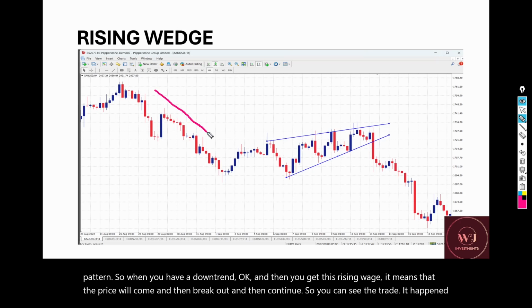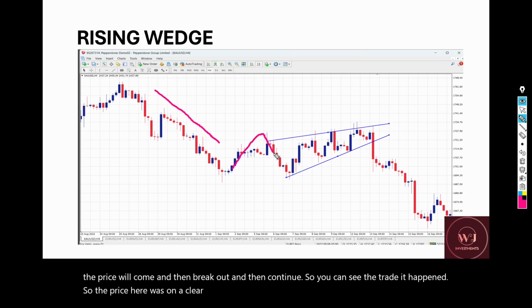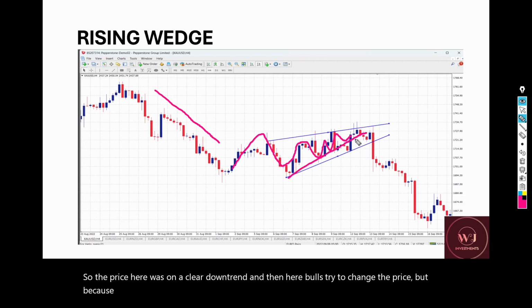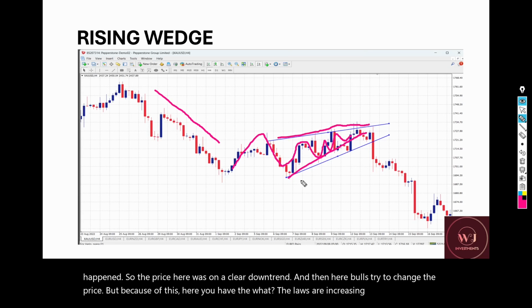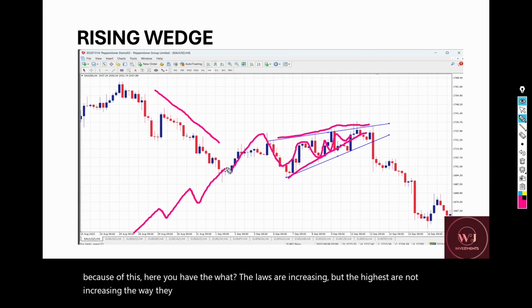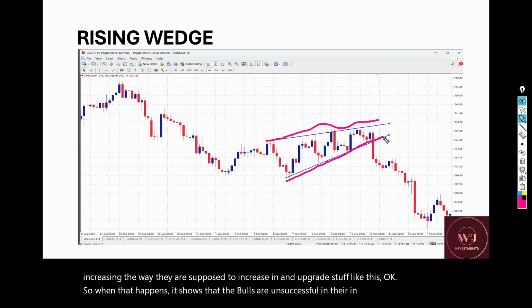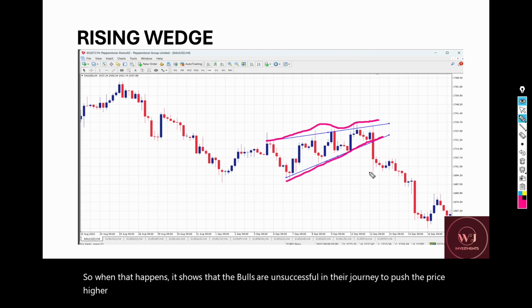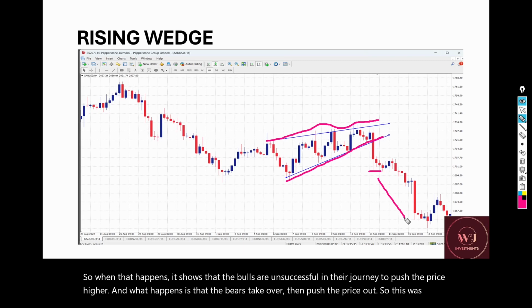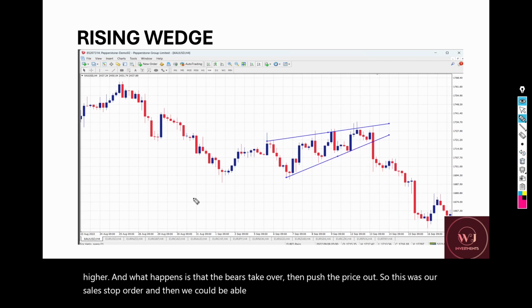So the price here was on a clear downtrend, and then here bulls try to change the price, but because of this, here you have the lows are increasing, but the highs are not increasing the way they are supposed to increase in an uptrend. Okay, so when that happens, it shows that the bulls are unsuccessful in their journey to push the price higher, and what happens is that the bears take off and then push the price out. So this was our sell stop order, and then we could be able to catch the wave down.